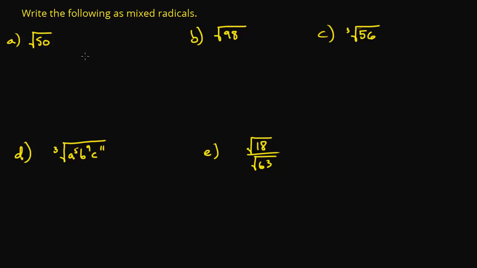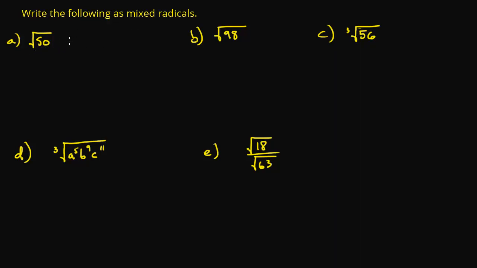Hi everyone, in this video we look at how to simplify radicals into mixed radicals. So in this example it says write the following as mixed radicals. So we have the square root of 50. If we want to write the square root of 50 in terms of a mixed radical, first I need to figure out what perfect squares go into 50.